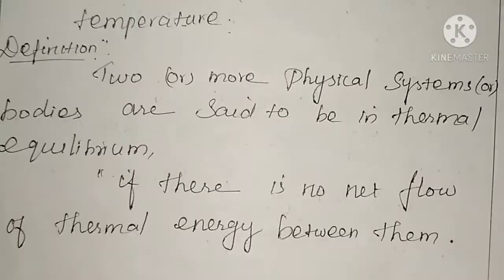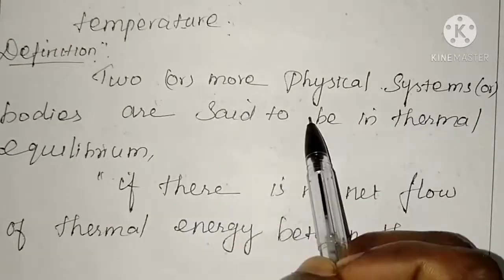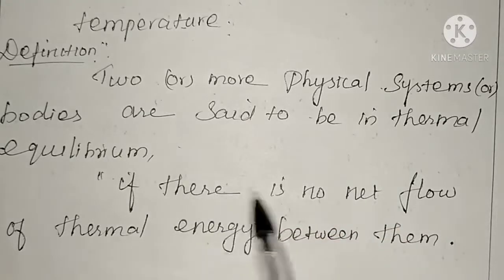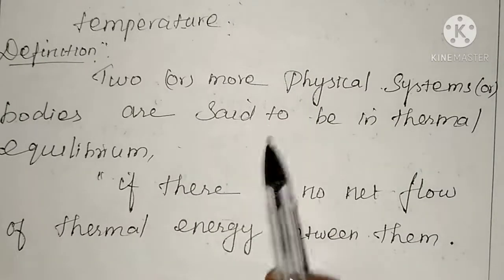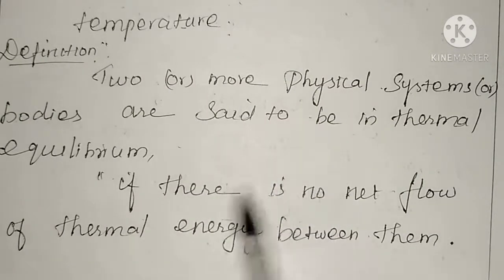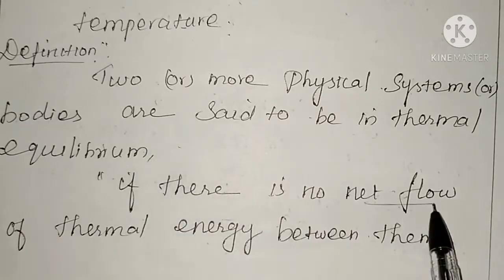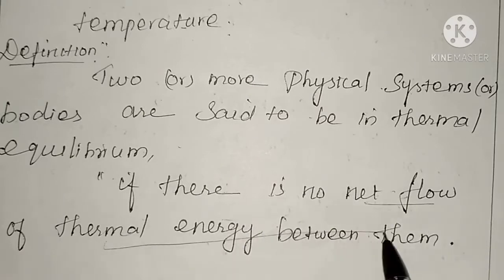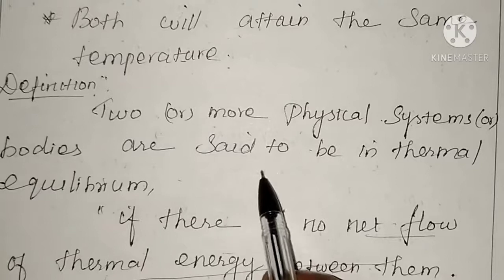Now you can learn the definition of thermal equilibrium. Two or more physical systems or bodies are said to be in thermal equilibrium if there is no net flow of thermal energy between them. If the two objects attain the same temperature, after that there will be no transfer of energy between them. That is called thermal equilibrium. That is the definition.